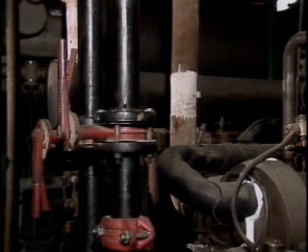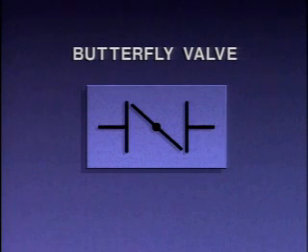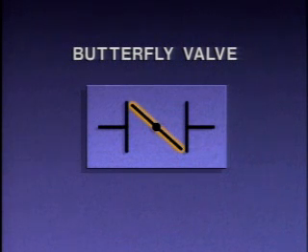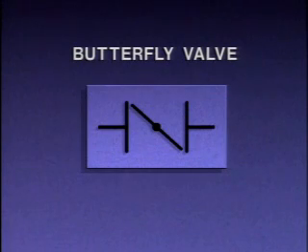Another common type of valve used in process systems is a butterfly valve. Here is the symbol for a butterfly valve. The dot on the symbol represents the valve stem. The slanted line represents the valve disc. It takes only a quarter of a turn to move the disc from fully open to fully closed.